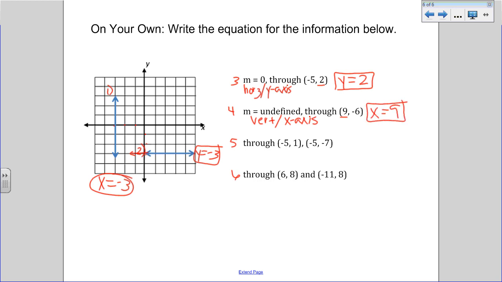For number 5, remember, we're going to stop and look. The first thing I notice is that my x-coordinates are the same. And so my equation has to be x equals -5. And for number 6, once again, stop and pause. Look at what we see. My y-coordinates are 8. And so I have to have y equals 8.